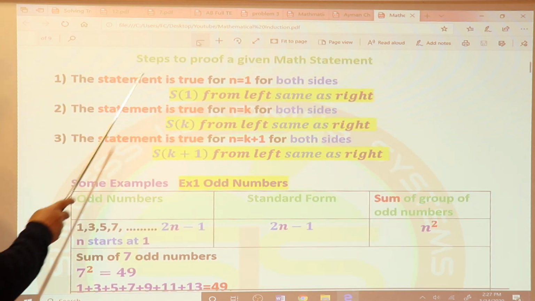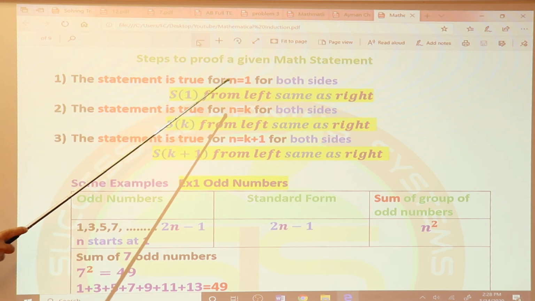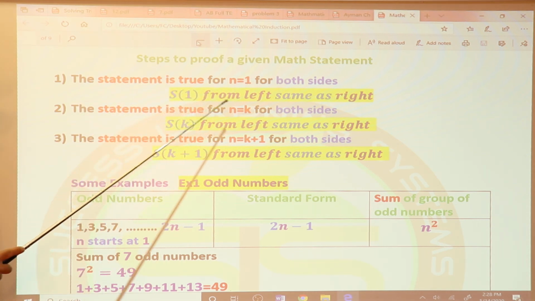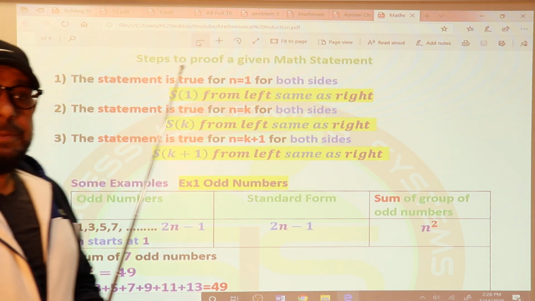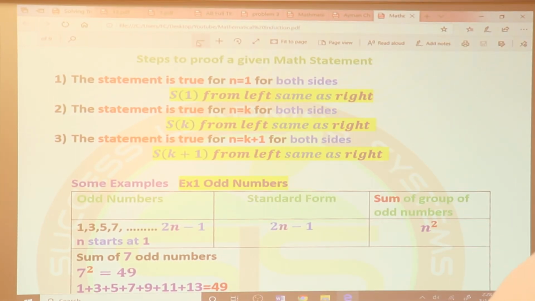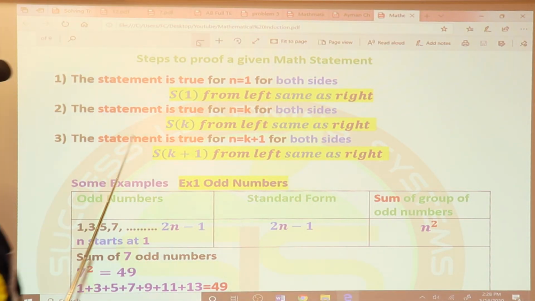The steps to prove a given math statement. That's what we did. The statement is true for n equal 1 for both sides. What you have to do, you have to plug 1 in both sides of the math statement. This is the first step. The second step is to prove that the statement is true for n equal k.